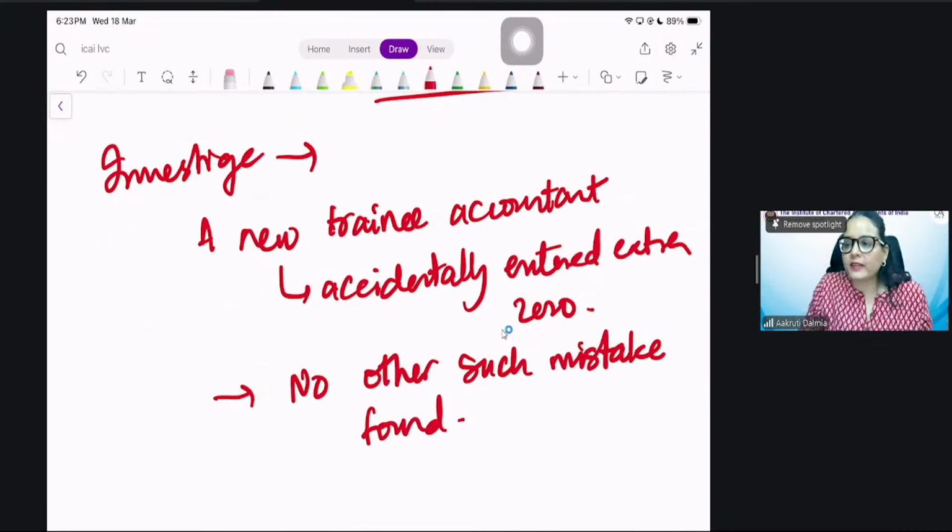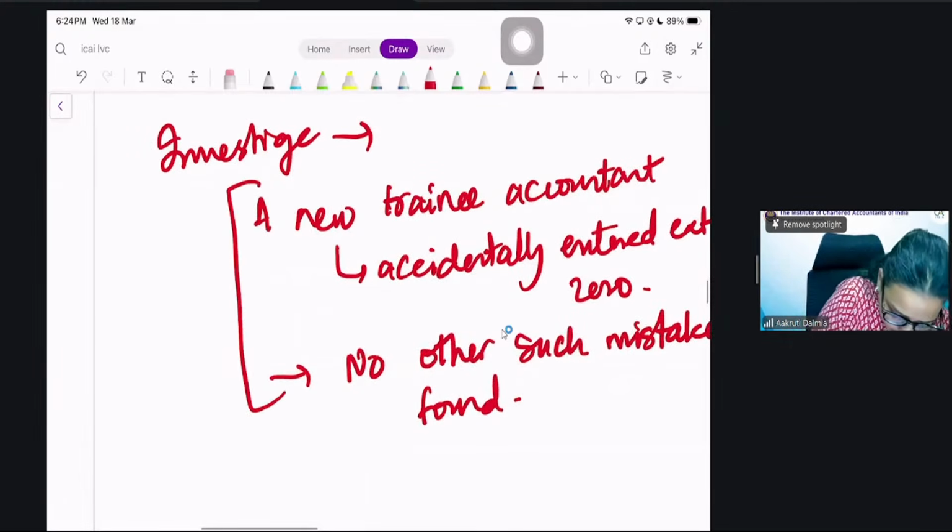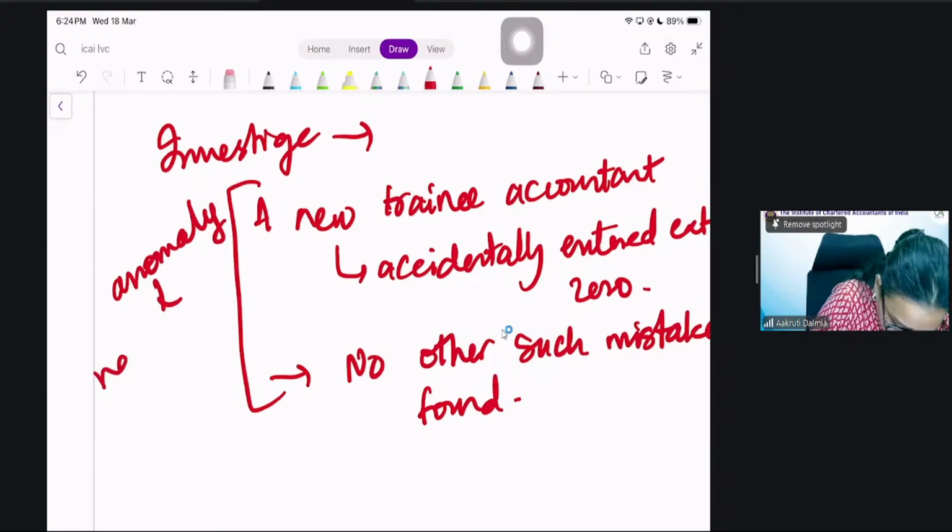Now you tell me, on the basis of this mistake, will we give effect in the whole population? No. Why? Because this was a one-time anomaly. What will we say? Anomaly, which means a rare, isolated mistake.